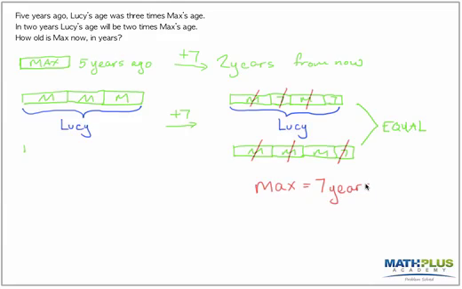Now, we have to be careful because the way I defined my variable, this little Max bar, is Max's age 5 years ago. So how old is Max now? Well, Max was 7 years old 5 years ago. So Max is now 12.